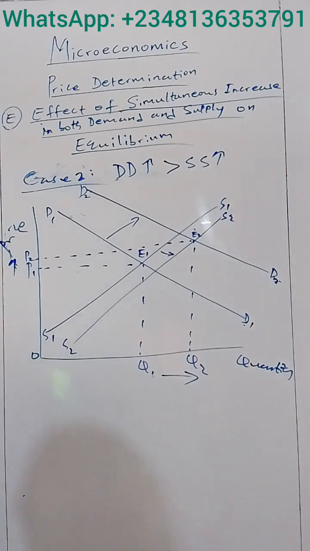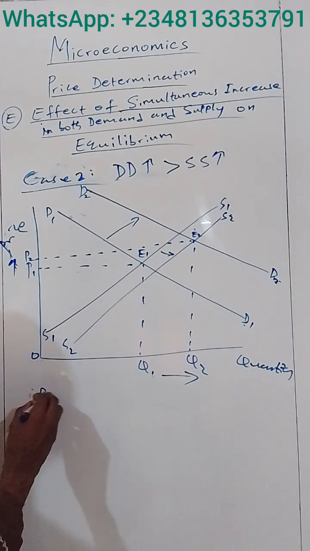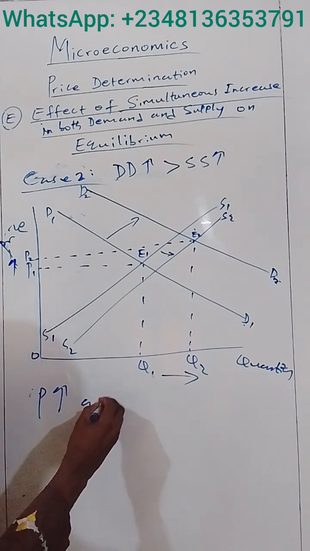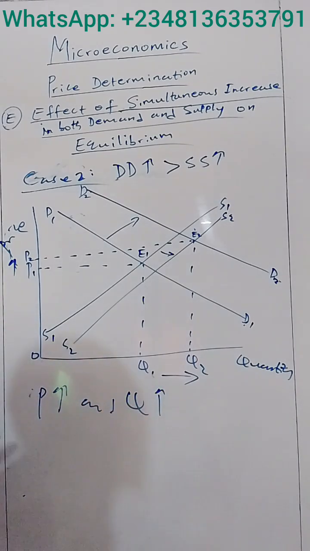So generally, when there is a simultaneous increase in both demand and supply, and the size of the increase in demand is greater than that of supply, the effect will be that the equilibrium price will rise, and also the equilibrium quantity will rise. The effect will be that both equilibrium price and quantity will rise.